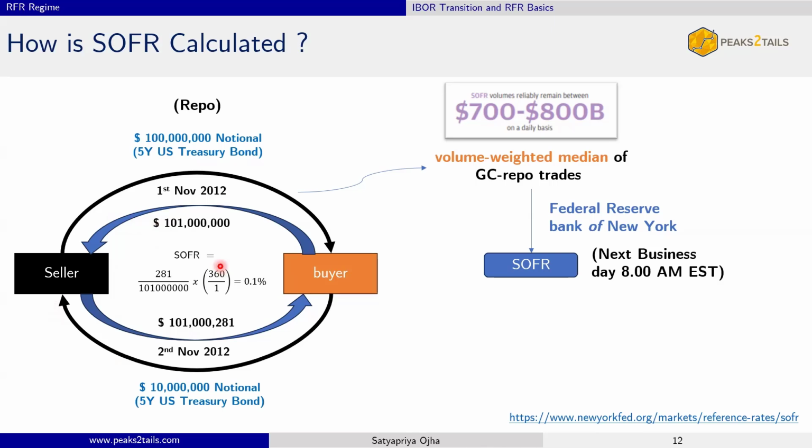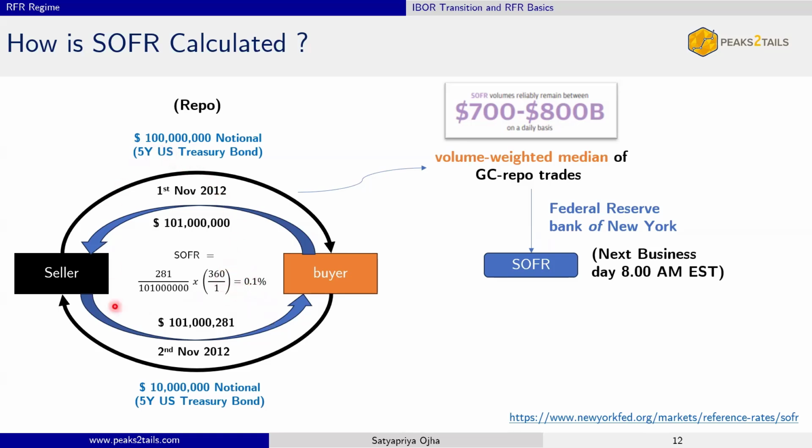Okay. How do we calculate SOFR? Secured overnight funding rate. Simple. What is the interest you paid? $281. And what is the original amount? $101 million. This is the interest rate, correct? But this interest rate is for one day. We annualize it. Anytime you see a rate quote, it is always annualized, right? So for one day, if this is the interest, then what is the rate for 360 days? So multiply by 360 divided by 1, which gives you 0.1%. That is the SOFR rate.